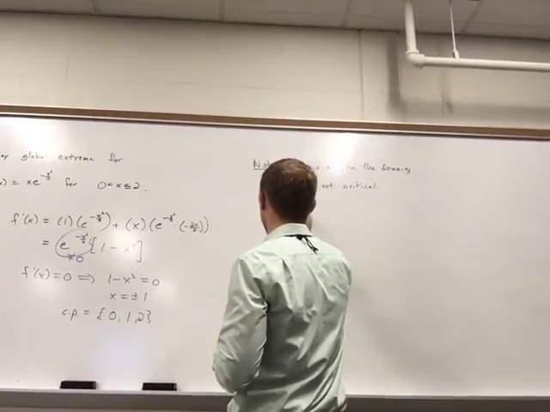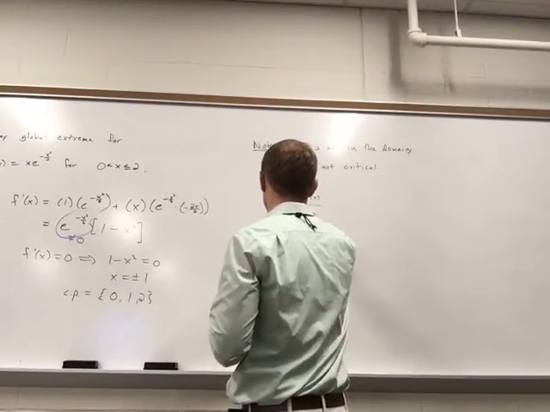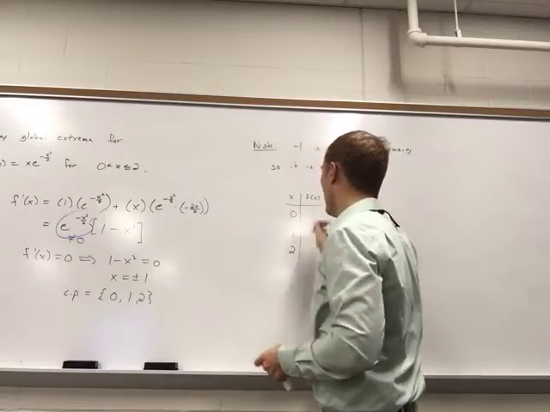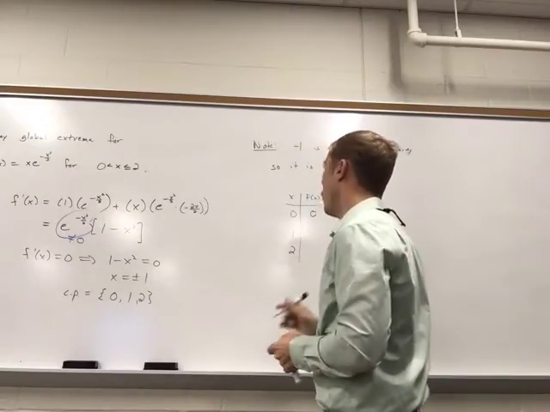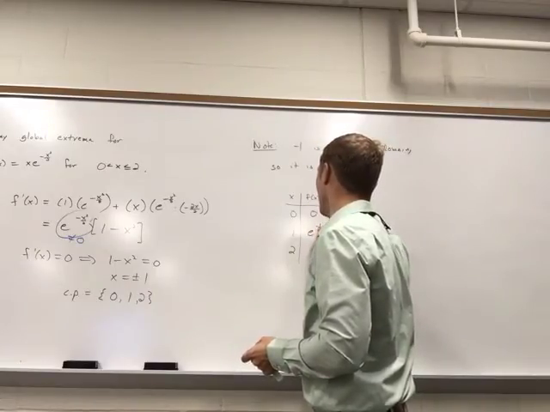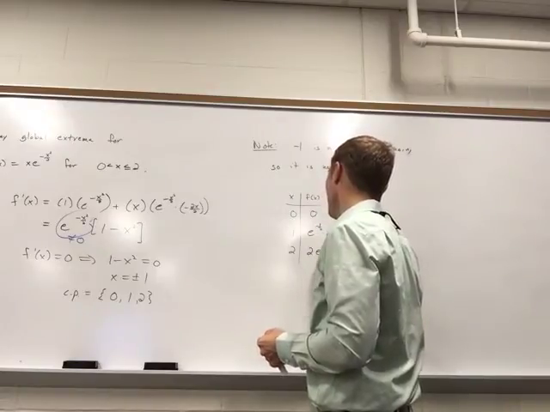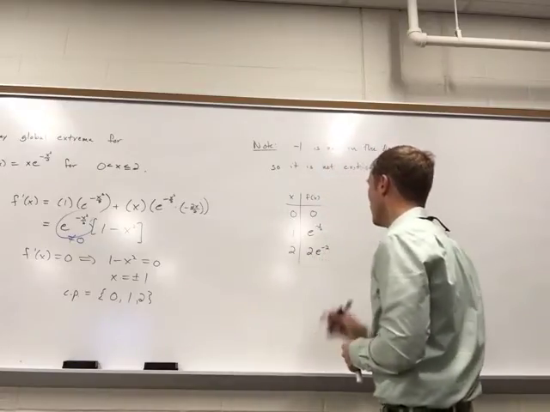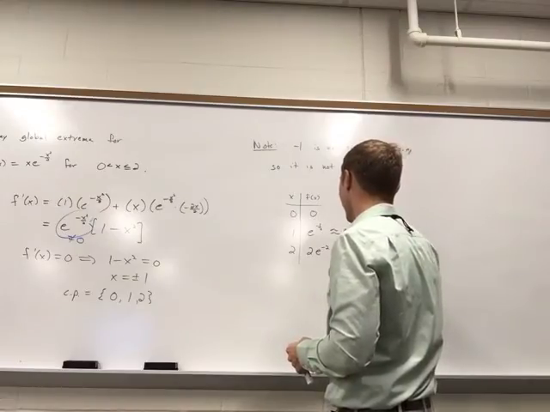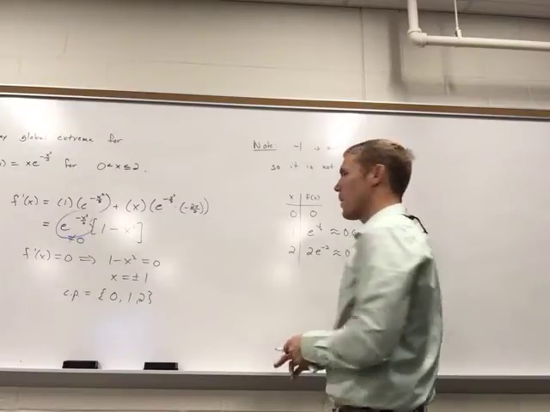Step 2, we simply make an x versus f of x table with the possible critical points, 0, 1, and 2. 0 plugs in as 0. 1 plugs in as e to the negative 1/2. And 2 plugs in as 2e to the negative 2. This, I believe, worked out to be 0.61. This works out to be 0.27 approximately.